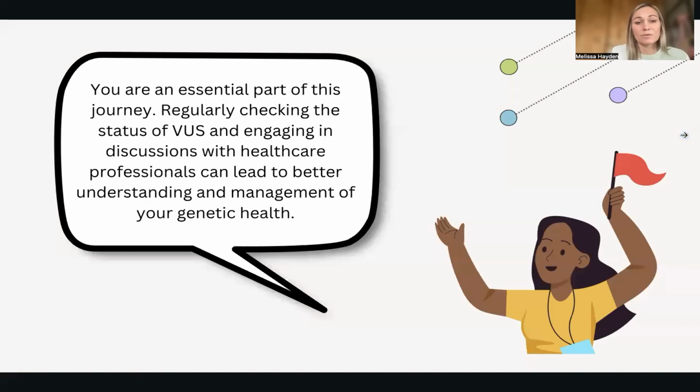Sometimes your genetic test results may come back as negative or unknown. Receiving results such as these does not mean that there is no answer. It may just mean we have not found the answer yet. You are an essential part of this journey. Regularly checking the status of these VOSs and engaging in discussions with healthcare professionals can lead to better understanding and management of your genetic health.